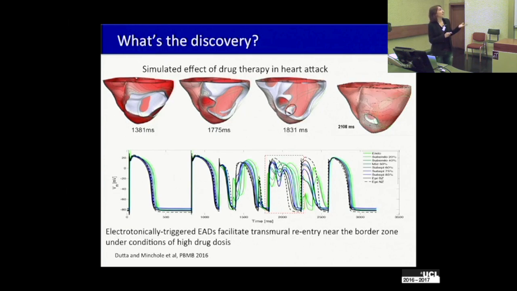And then, since these are multi-scale simulations, we were able to see what is happening in this area at this point, and we were observing this signature of the action potential. This signature is called early afterdepolarizations. Normally, they were observed in experiments, but never at whole organ level. And we observed, thanks to all these simulations, that electrotonically triggered early afterdepolarizations were the ones facilitating the transmural reentries near the border zone under conditions of high drug doses.